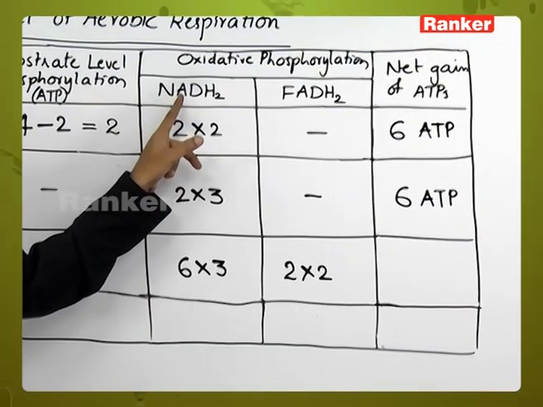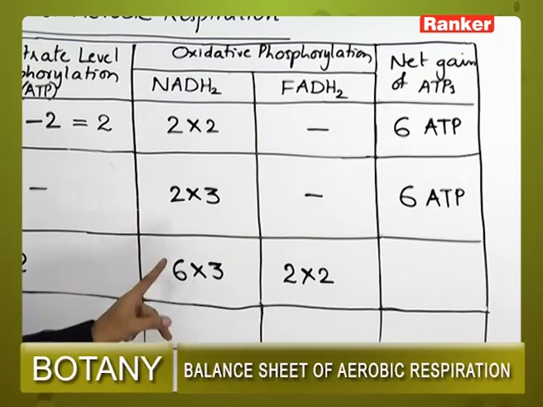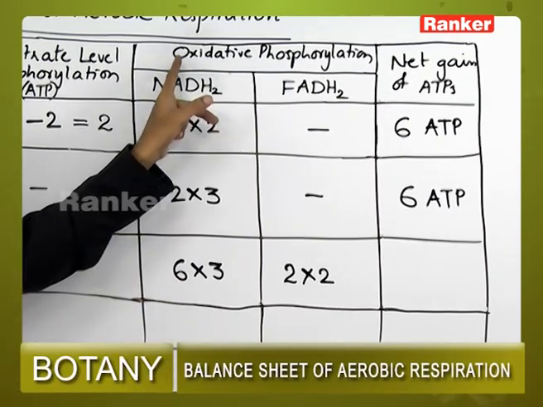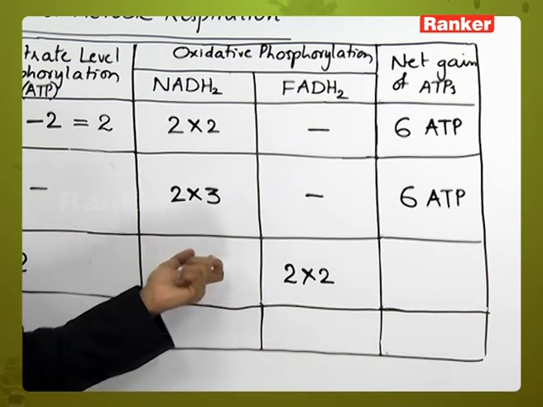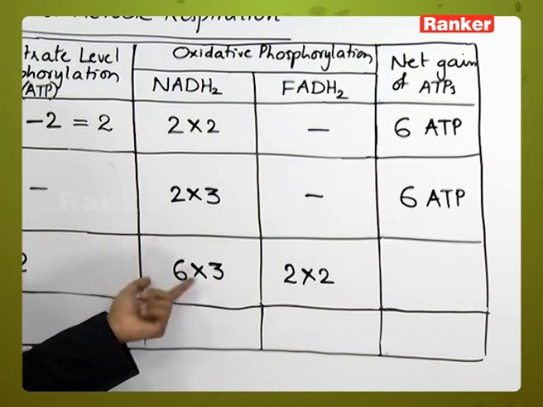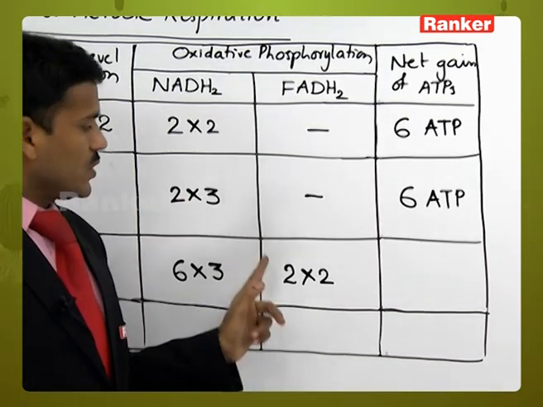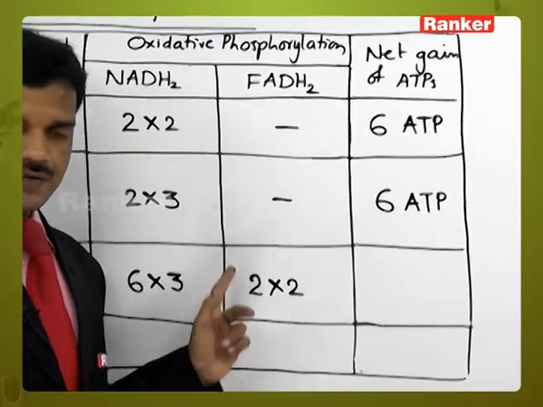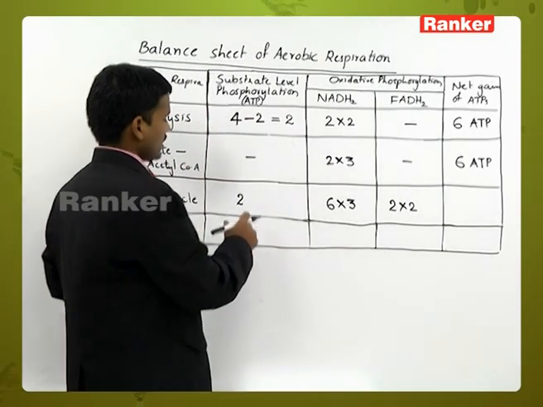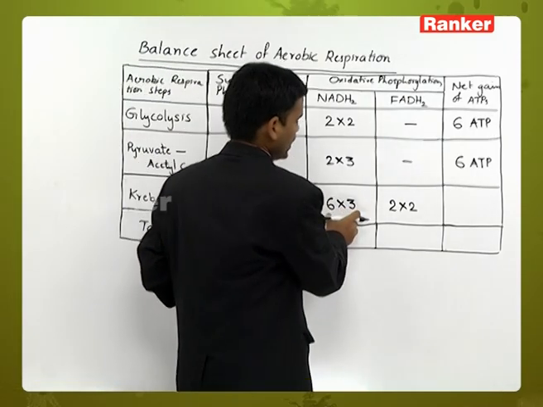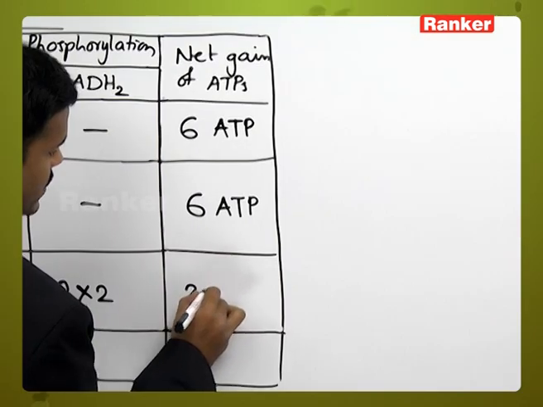Here total NADH2s are 6. When they are undergoing oxidation, or oxidative phosphorylation, they produce 18 ATPs. Each NADH2 is equal to 3 ATPs, total 18. And 2 FADH2s, each FADH2 is equal to 2 ATPs. So total here 2 plus 18, 20 plus 4, 24 ATPs.